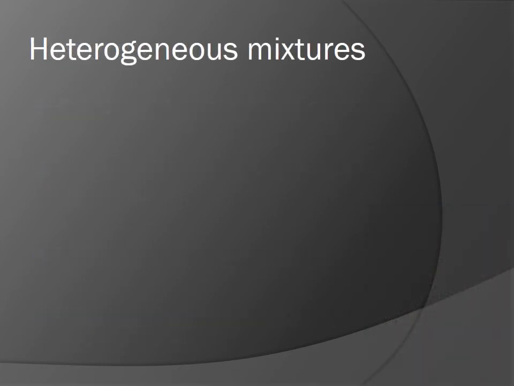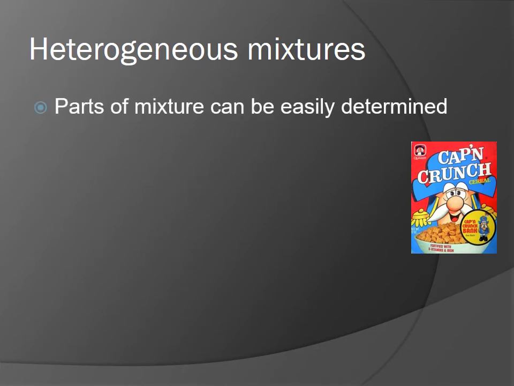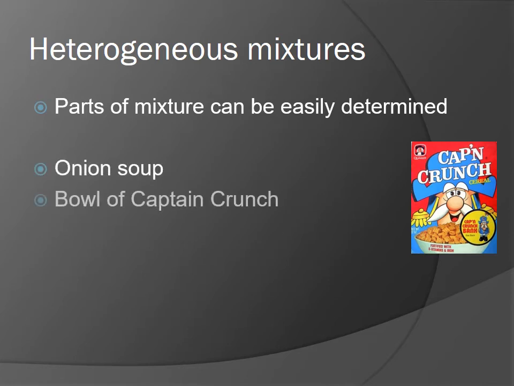Okay, so mixtures can actually be subdivided into two categories. One category is heterogeneous mixtures, like a bowl of Captain Crunch, one of my favorite cereals. Parts of the mixture would be easily determined. So anytime you look at a mixture and go, oh, that's a mixture, you're looking at a heterogeneous mixture. They're very, very easy to identify. A bowl of onion soup, a bowl of Captain Crunch, pepper, if you actually shake pepper out on your mashed potatoes.